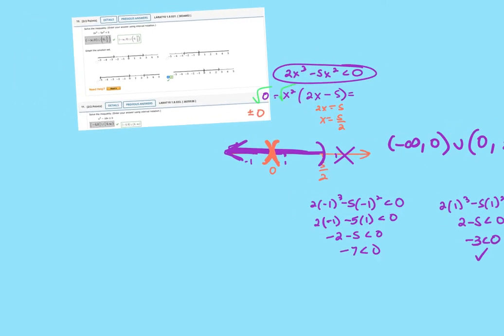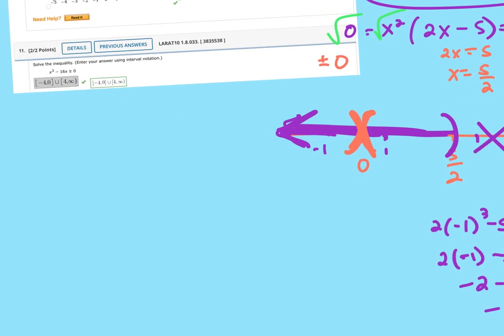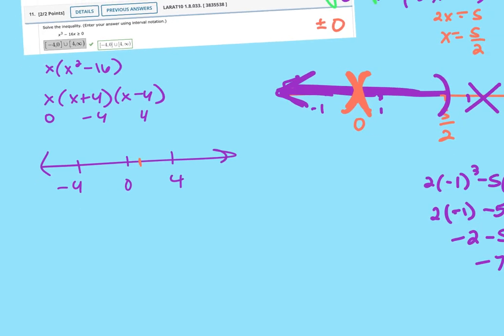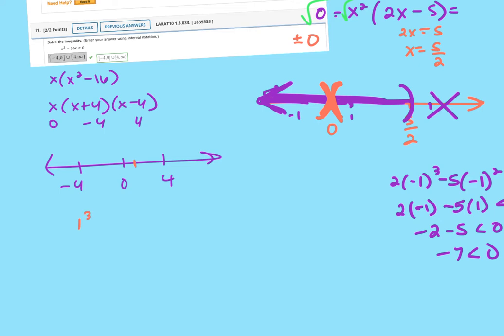All right, 11, you're going to do the same thing. I can take out an x, and I'd get x squared minus 16, and then I have x, and x plus 4, and x minus 4, and then I get 0, -4, and +4. So this time it's 3, but none of them are repeated. I would plug in a point, so it should be every other. So let's say you just plug in number 1. I would get 1 to the third minus 16 times 1 is greater than or equal to 0. 1 minus 16 is greater than or equal to 0, and -15 is not greater than or equal to 0.